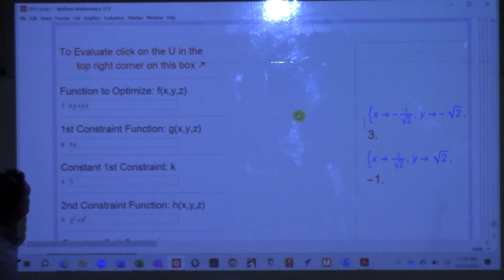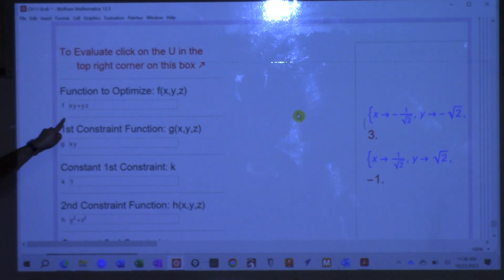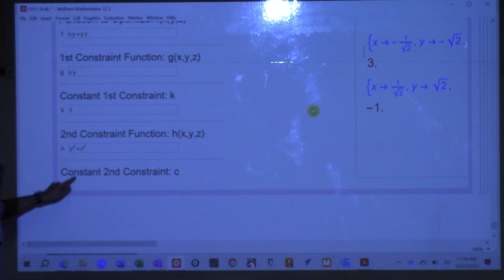It'll calculate it. So the way it works is, I already did this right before class. Here's our function, right? It was xy plus yz. And then the first constraint was that x times y must equal 1. And then the second constraint was that y squared plus z squared must equal, why is it not showing up here?